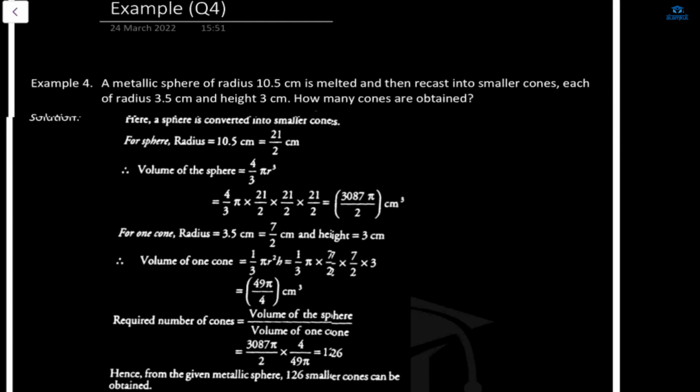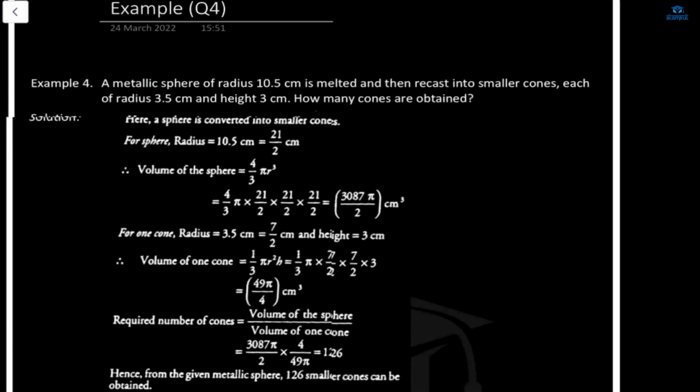So when you add the volume of all the smaller cones that you have made with the material you got after melting the sphere, that should be equal to the volume of the sphere. Meaning after melting the sphere, whatever cones you made, if you add the volumes of all of them, the volume of both should be the same.